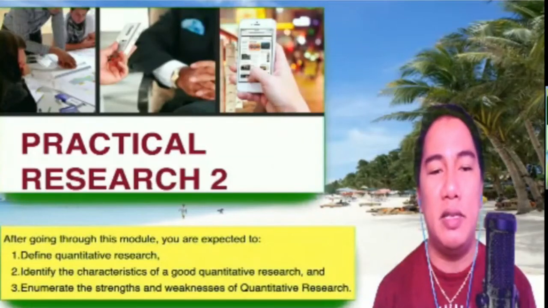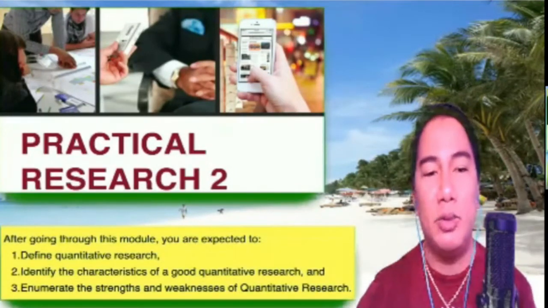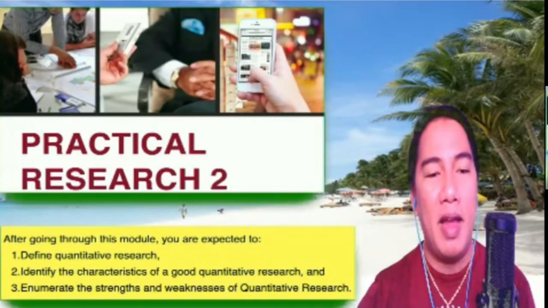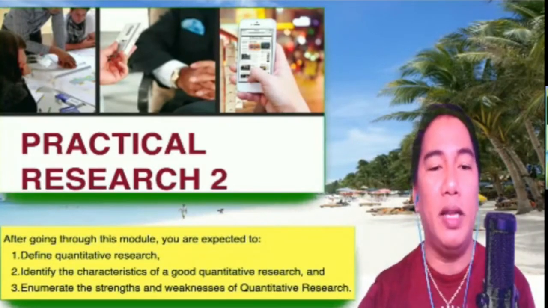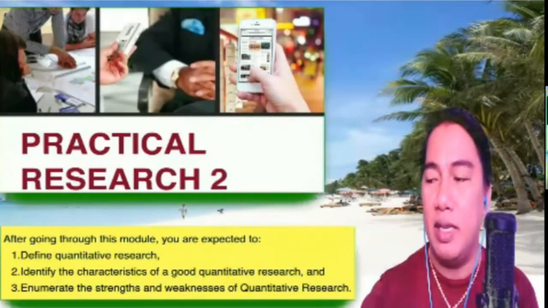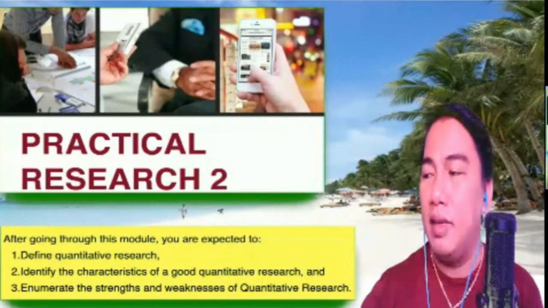Into this module, you are expected to define quantitative research, identify the characteristics of a good quantitative research, and enumerate the strengths and weaknesses of quantitative research.